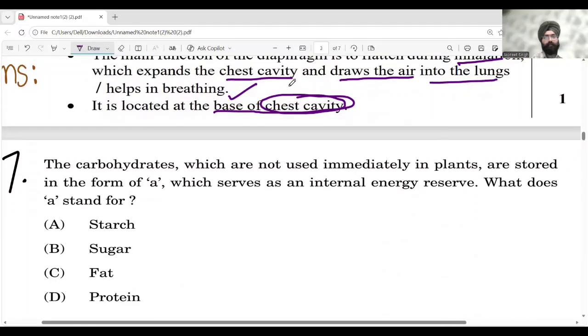7th question. The carbohydrates which are not used immediately in plants are stored in the form of A, which serves as an internal energy reserve. What does A stand for? Obviously, starch. Starch is the correct option.